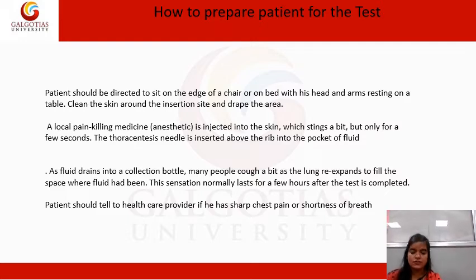So that's how we have to do it. Whenever we are doing the collection, we have to make sure we are cleaning the site location. A local pain-killing medicine like anesthesia is injected into the skin, which stings a bit but only for a few seconds. So we give a little bit of anesthesia so that it won't give a big pain to the patient.